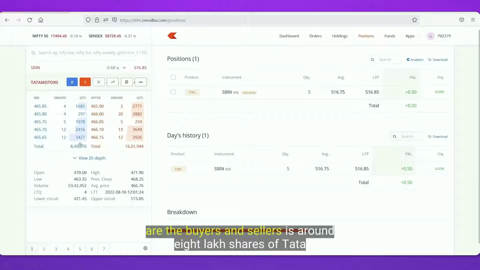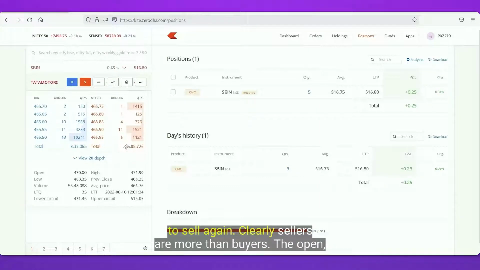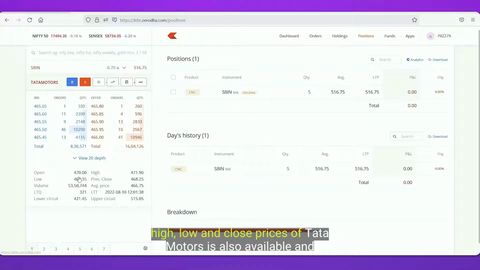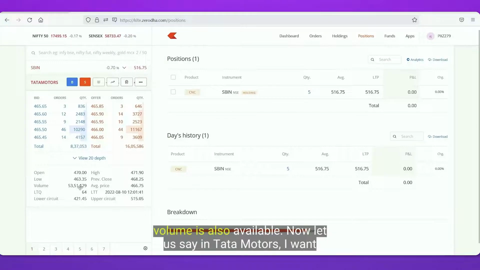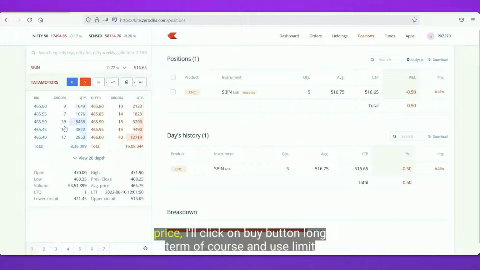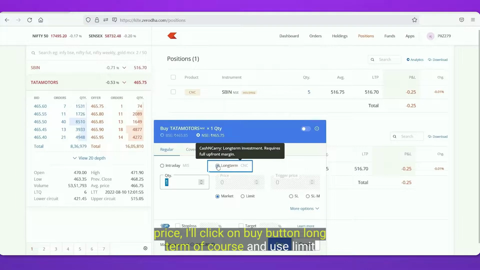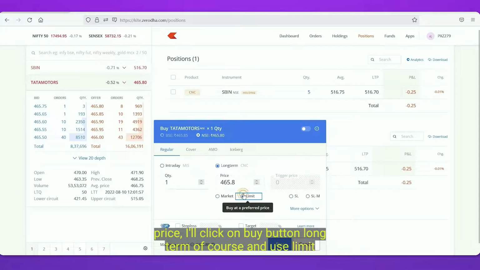There are the buyers and sellers. There is around 8 lakh shares of Tata Motors available to buy, 16 lakh shares available to sell. Again, clearly sellers are more than buyers. The open, high, low and close price of Tata Motors is also available and volume is also available. Now let us say in Tata Motors I want to take trade but at my preferred price and not on the market price. I'll click on buy button, long term of course, and choose limit.